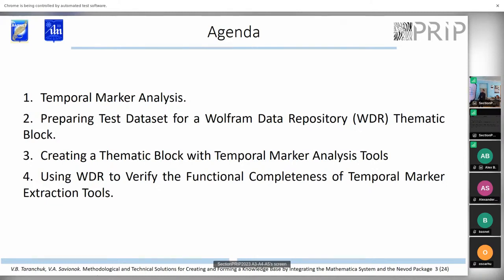Okay. Then we will talk about creating a thematic block for this temporal marker analysis, and see how to use the proposed approach to actually check the functional completeness of temporal marker extraction tools.